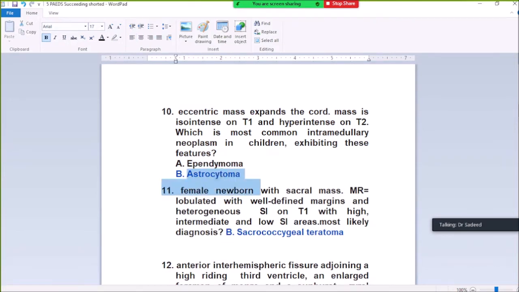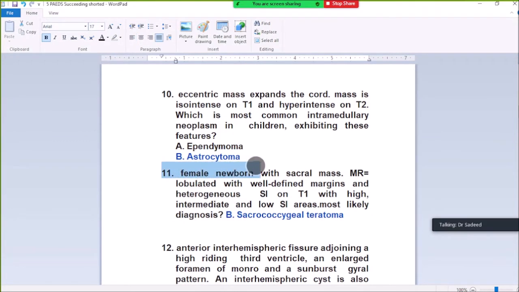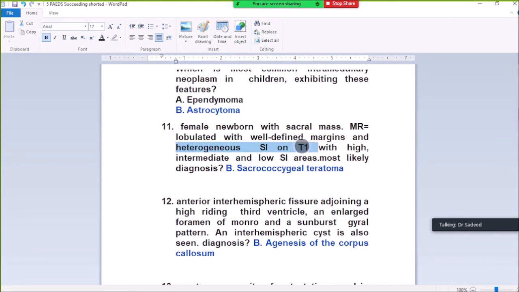Astrocytoma is seen in thoracic spine, and ependymoma is seen in cervical spine. Question number 11. Female newborn with sacral mass. MR shows lobular mass with well-defined margins and heterogeneous signal on T1 with high, intermediate and low signal areas, most likely diagnosed sacrococcygeal teratoma. This is a sacral mass in a female newborn, with heterogeneous signal on T1 and high, intermediate and low signal areas on T2.